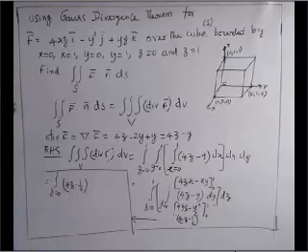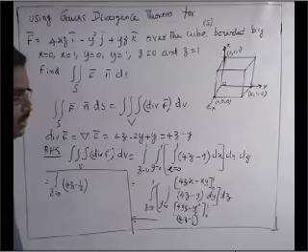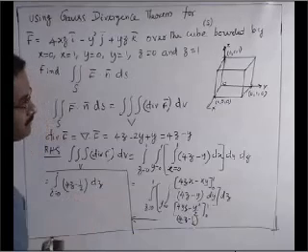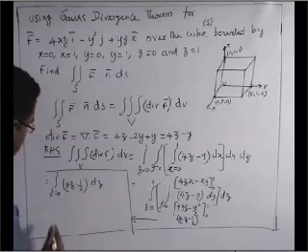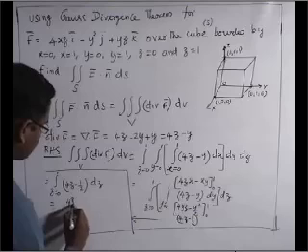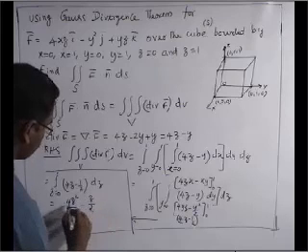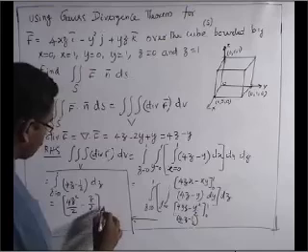Directly you can work out on your own in your notebook and then you can find out whether my integration is right or not. Okay, integrate with respect to z. So if it integration with respect to z, 4z square by 2 minus z by 2, then the limits going to be 0 to 1.